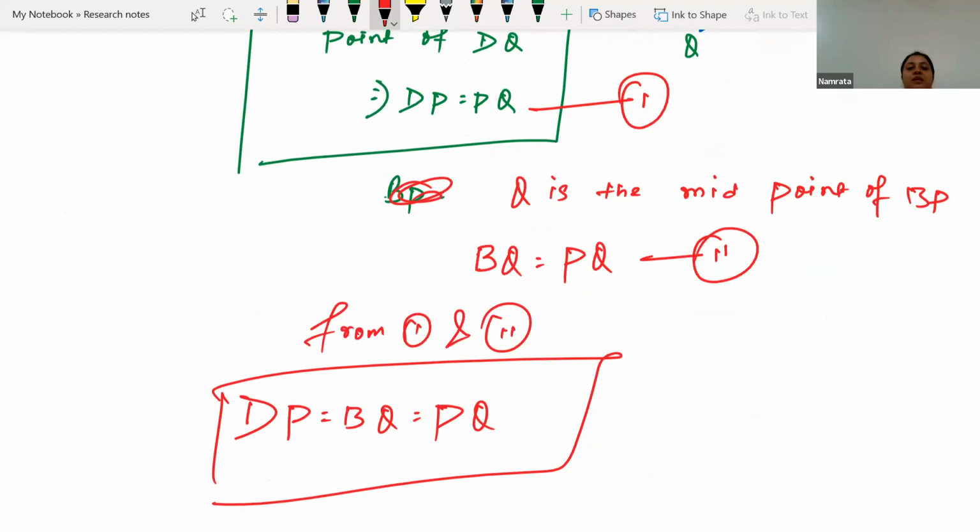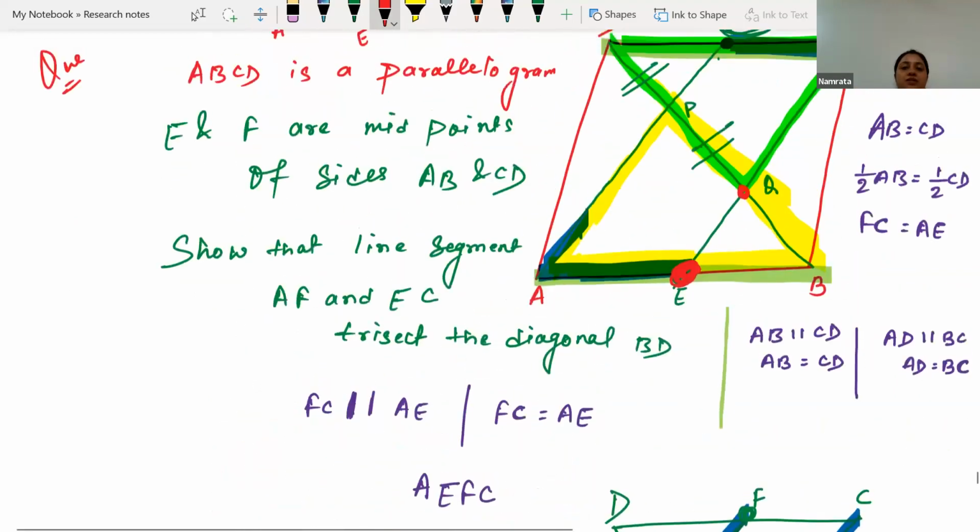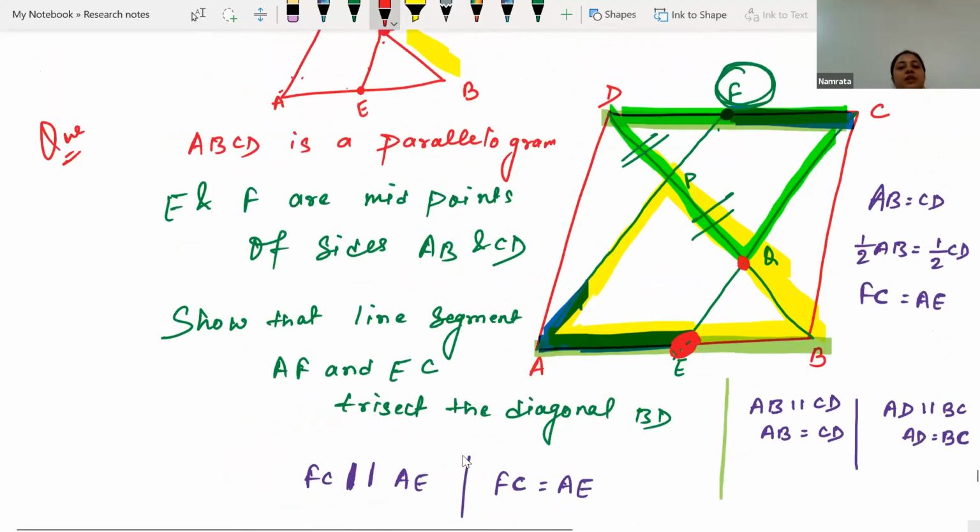Yes, ma'am. DP, BQ, PQ all are the same. That means the diagonal BD is getting trisected, right? So our diagonal BD is getting trisected, since we have already proved that DP, PQ, BQ all are of the same length. Now let's summarize what we have done.